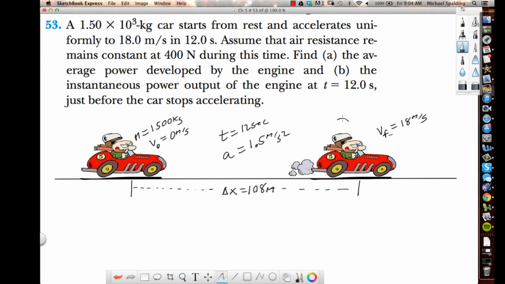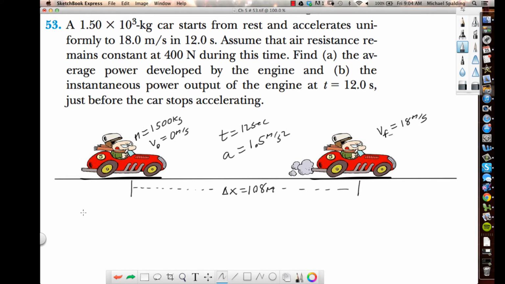Is the power going to be greatest over here or over here? To the right. The faster the car is going, to maintain that acceleration is going to take more energy. So the farther to the right, the greater the power is. Accelerating an object from rest is not as difficult as accelerating an object that's already moving. Anyway, the average power.